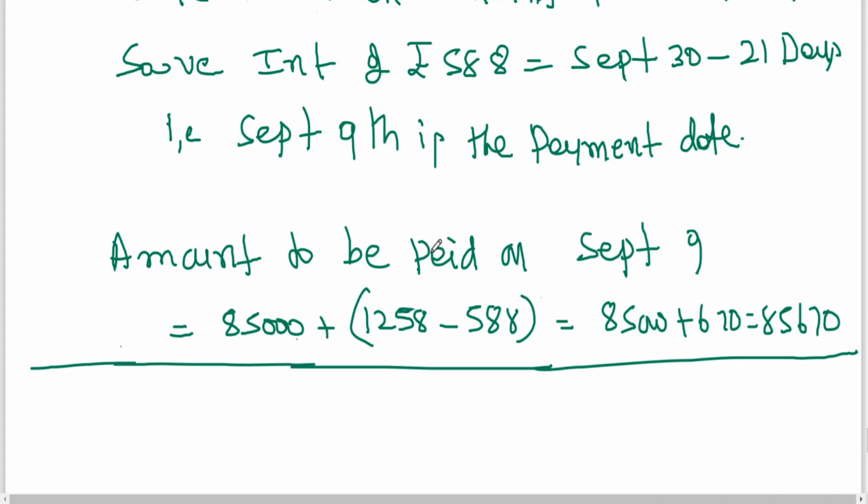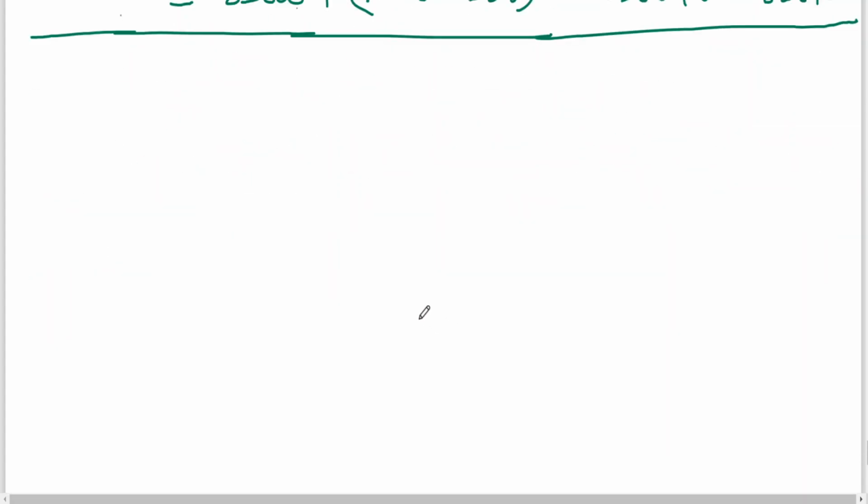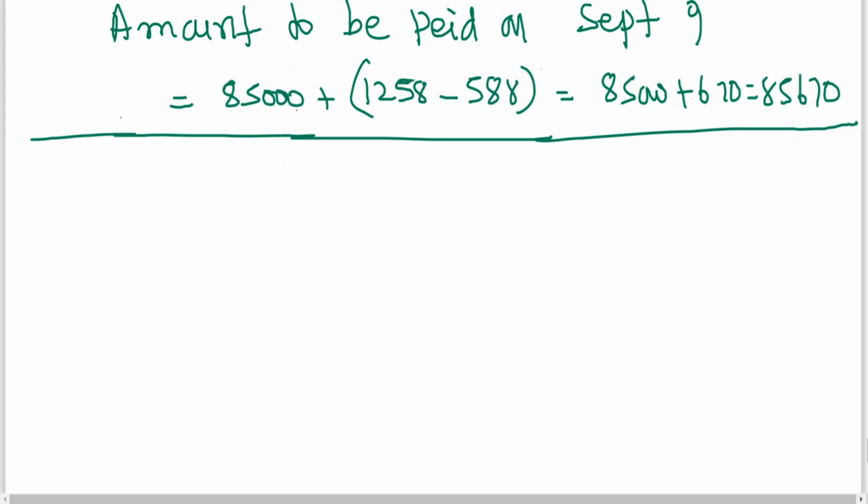That means he is saving 588, so he can make payment before September. This is only the calculation part, where they are asking you to cross check how we can make a payment. Clear to all of you? Now let us see the 9th problem.